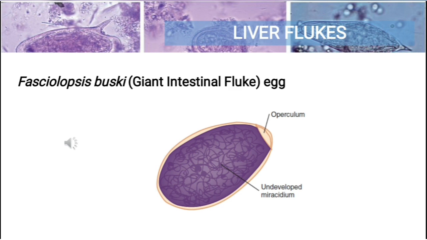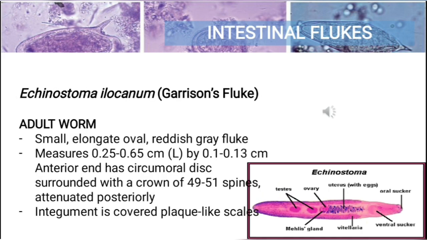This picture shows the egg or the ovum of our Fasciolopsis buski with some of its labeled parts. Now let us proceed to our next parasite, which is Echinostoma ilocanum, also known as Garrison's fluke. The echinostomids are digenetic trematodes characterized by a collar of spines around their oral suckers. There are several species which infect humans. Two species have been documented in the Philippines, and that would be Echinostoma ilocanum and Artyfechinostomum malayanum.